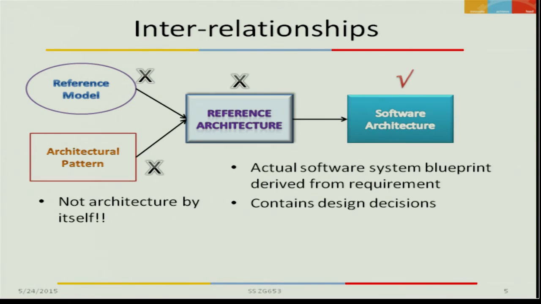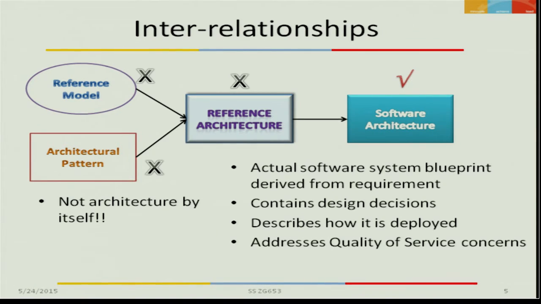It contains design decisions. Now, reference architecture really does not have any design decisions taken. The design decisions say why a particular module was chosen, why there is an interaction like that, and what compromises have been taken for what purpose. So these are all the design decisions. It describes how it is deployed. In reference architecture, there is no description of how it is deployed. Most importantly, it addresses the quality of service concerns that a reference architecture will not.